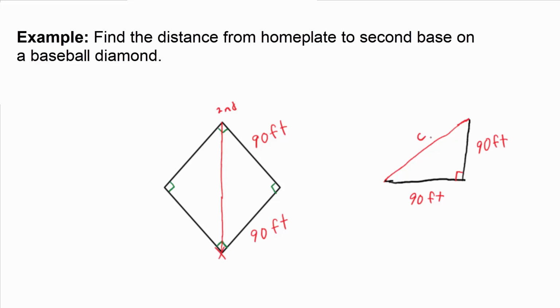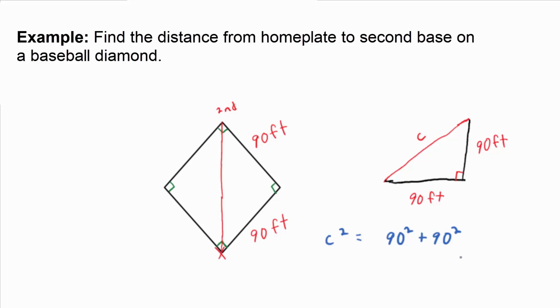We'll call it C. So yet again, Pythagorean theorem, right? In fact, it's not even a very hard one because you're going to have C squared isolated. In this case, what does C squared equal? 90 squared plus 90 squared, right? So 90 squared plus 90 squared.